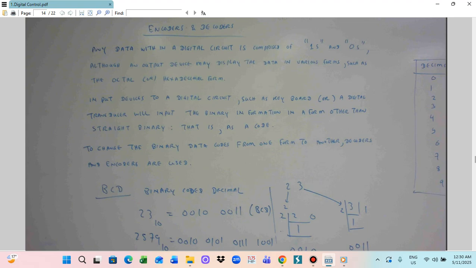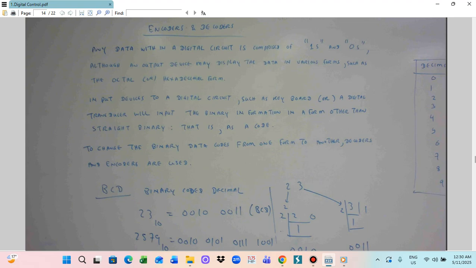So now I'm talking about the encoder and the decoder. The encoder and decoder function means the input will be an analog function, a varying function. This varying function needs to be transferred to digital format, so therefore we have to utilize the encoder function. Encoder function means that any data within the digital circuit is comprised of 1s and 0s. The digital circuit works only on 1 and 0, but the output device may display the data in various forms.